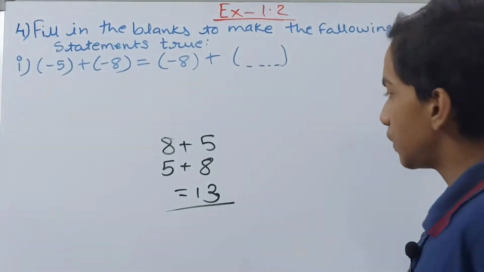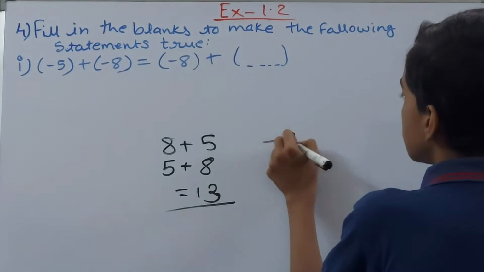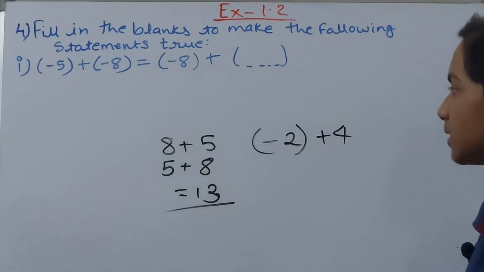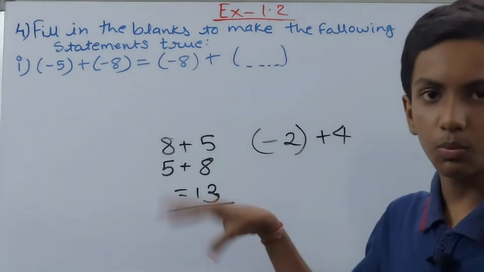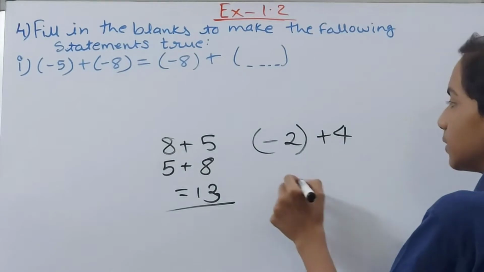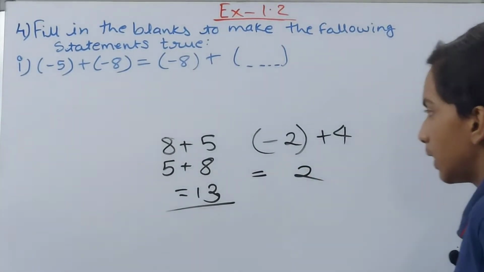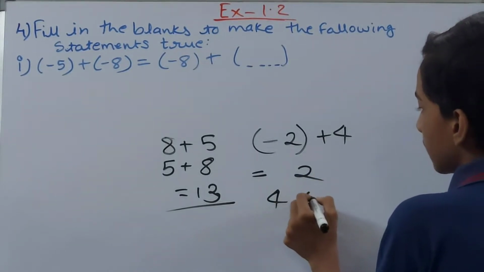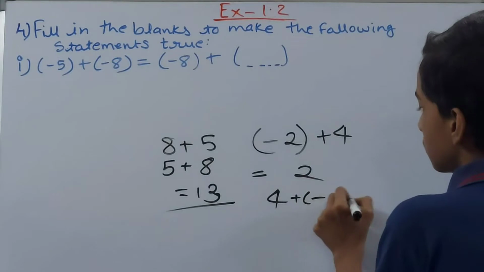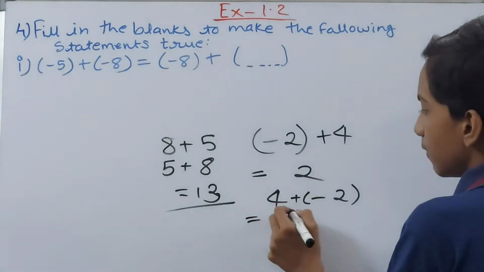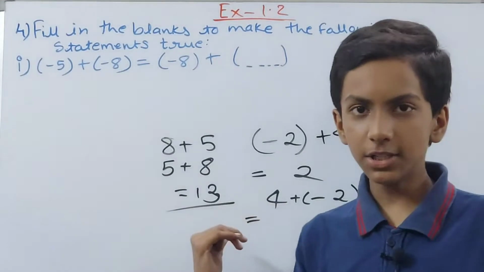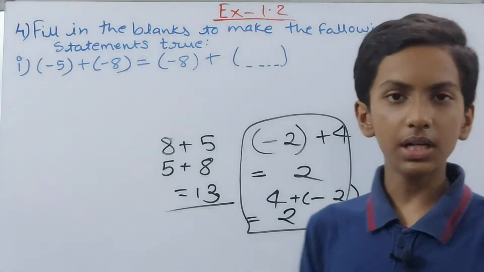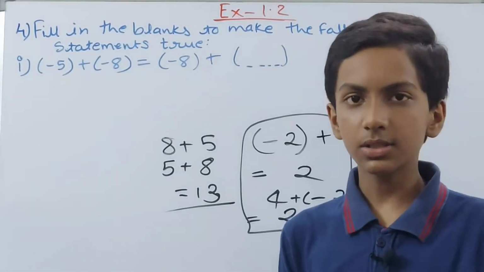Same we do with negative integers, like I say minus 2 plus 4, right? Now this is minus 2 plus 4, you open that up, so both of them have different signs, so you get the answer 2. But if I reverse this, 4 plus in brackets minus 2, when you open that up it will be 4 minus 2, that is again 2. So both of them are always the same, right? This is what the commutative property is all about.